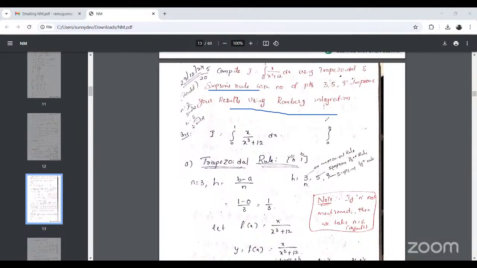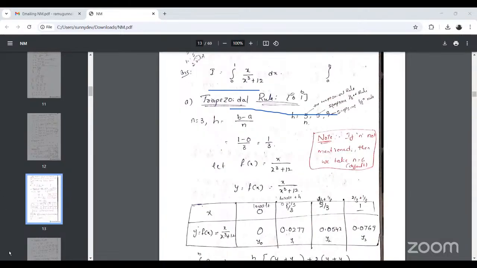Now for the trapezoidal rule. h equals b minus a by n, that is 1 minus 0 by 3, which equals 1 by 3. Now they give the function f of x equal to x cubed by 1 plus x by 2. So between 0 and 1, we split it: first 0, next add 1 by 3, that is 0 plus 1 by 3, which is 1 by 3. Next, 1 by 3 plus 1 by 3, that gives 2 by 3.